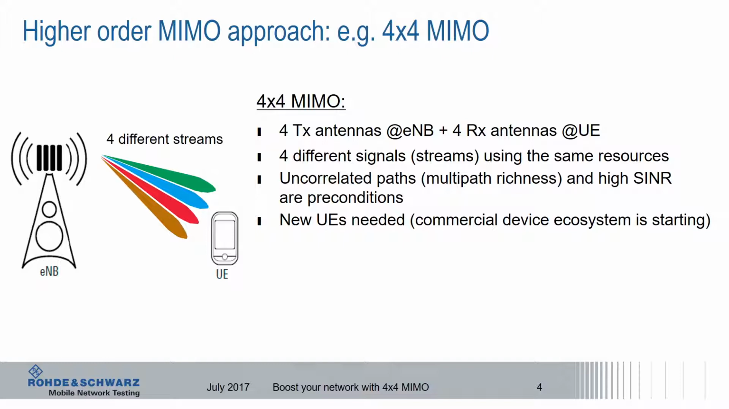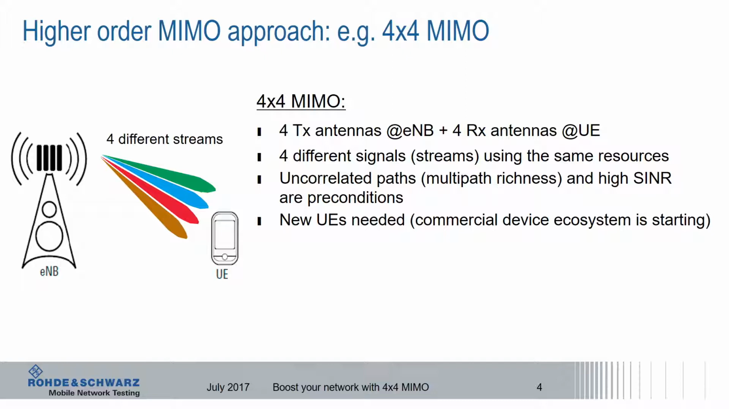Today in LTE, we are used to 2x2 MIMO devices. Each smartphone supports it. 4x4 MIMO needs 4 transmitters on the base station side, and these 4 transmitters transmit 4 different streams using the same air interface resources. You see here the 4 different colors representing the 4 different streams. On the UE side, we need 4 receivers as well to receive these 4 streams.